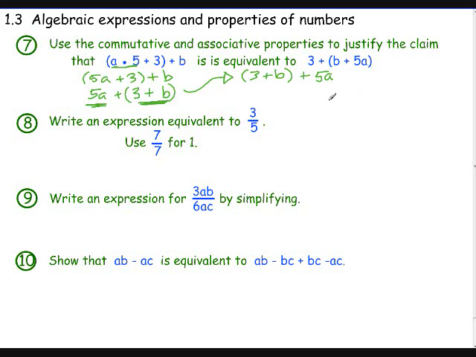I'm going to use the associative property again to change the association. So my positions are good. 3 plus b plus 5a, but I'm going to associate differently.